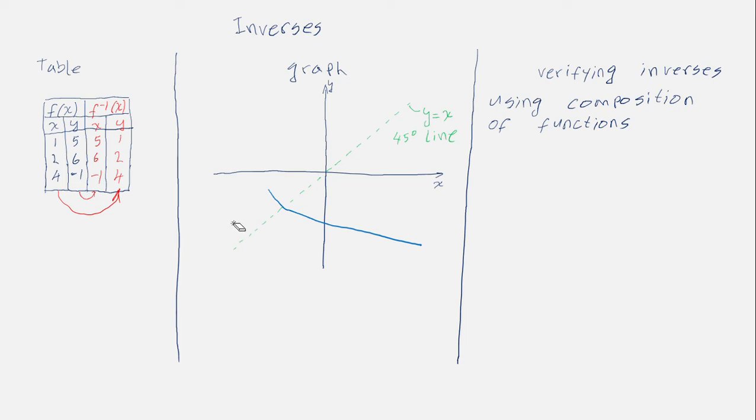Now, if we are to determine an inverse graphically, we need to know that inverses reflect over the y equals x line, this green dotted line. So if two functions are inverses of each other, when we graph them, they're going to reflect over the line y equals x, or we call it a 45-degree line. So if we are to reflect this blue graph here, we should obtain the inverse. So if we reflect this point, it's going to be the same distance from the 45-degree line, but on the other side, so somewhere over here.